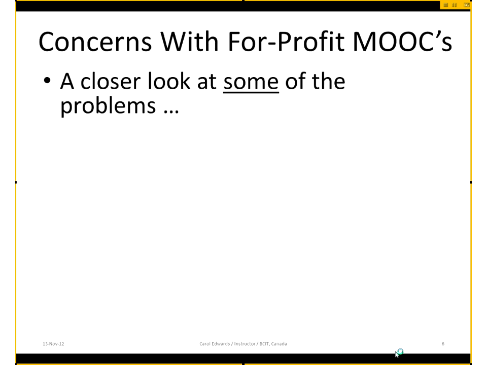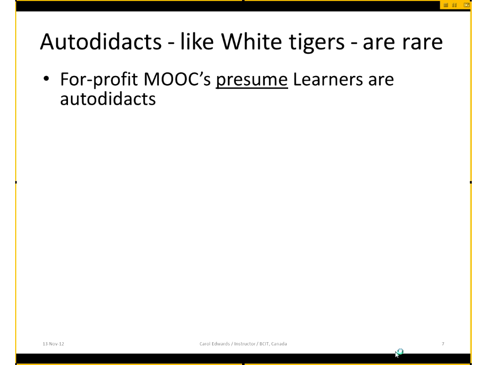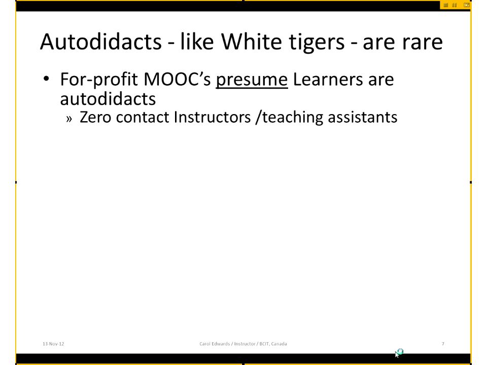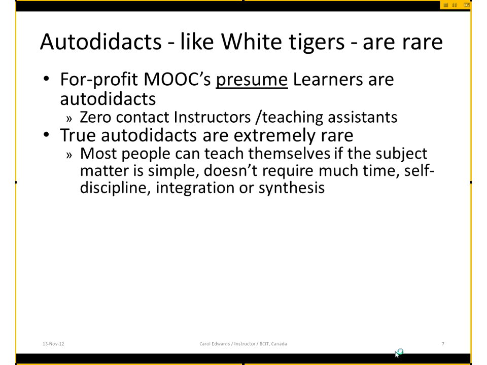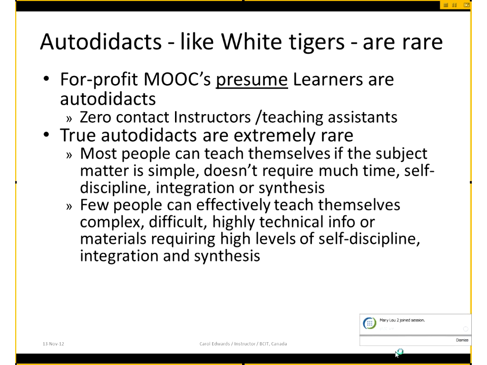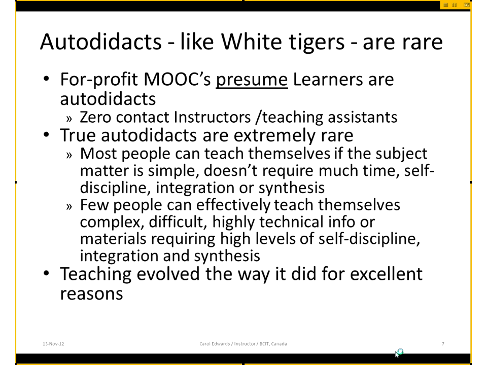So let's go on to my next set of concerns with for-profit MOOCs. I'd like to take a closer look at some of the problems. First of all, these MOOCs presume that learners are autodidacts. You are told there will be no response from the instructors. There's zero contact with them. True autodidacts are actually extremely rare, and I know most people can teach themselves something if the subject matter is simple. But when you get into more complex, difficult areas of learning with high levels of integration and synthesis and self-discipline, that is not the case. I believe that teaching evolved the way it did for excellent reasons. Most learners require the guidance of a professional who can direct and assist them. So the question is, what are you going to do if you are not an autodidact?